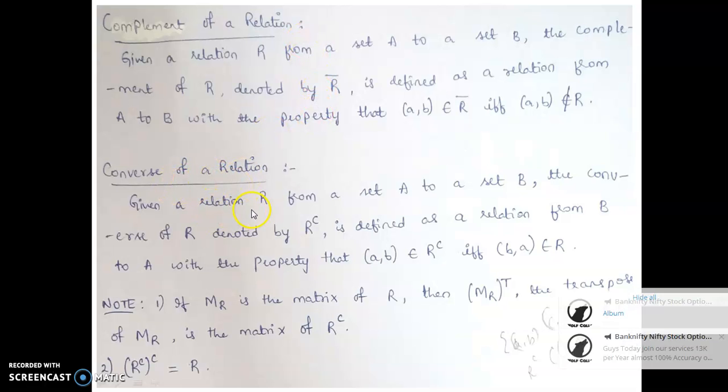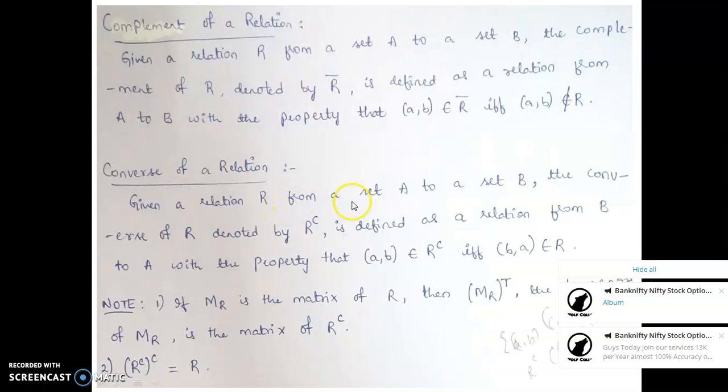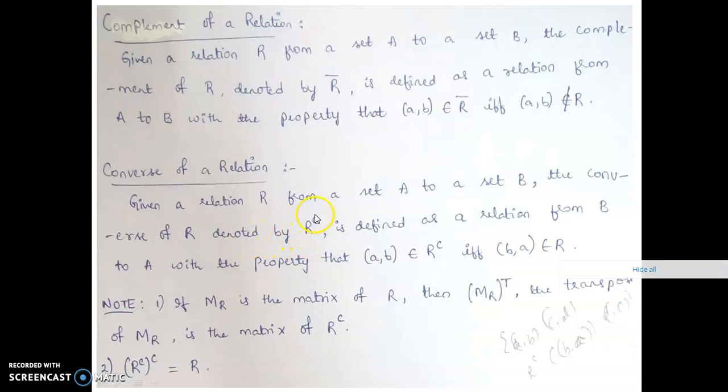Converse of a relation. Given a relation R from set A to a set B, the converse of R, denoted by R raised to C, is defined as a relation from B to A with the property that (a, b) belongs to the converse of the relation if (b, a) belongs to R. So if (a, b) belongs to R raised to C, that is the converse.